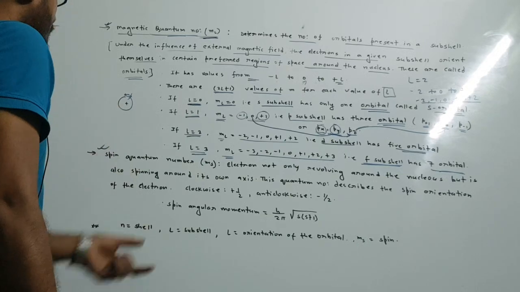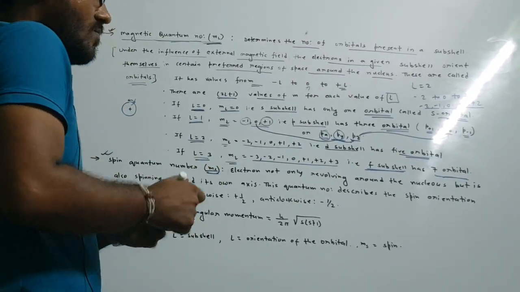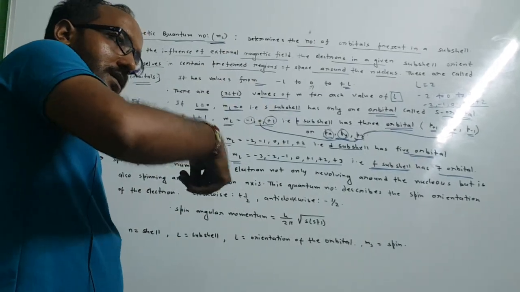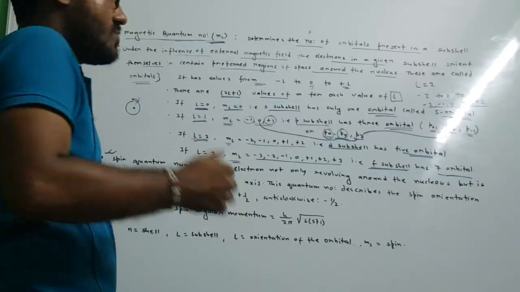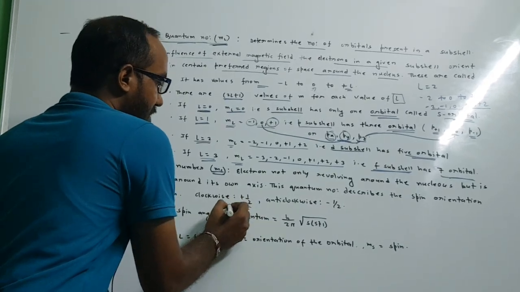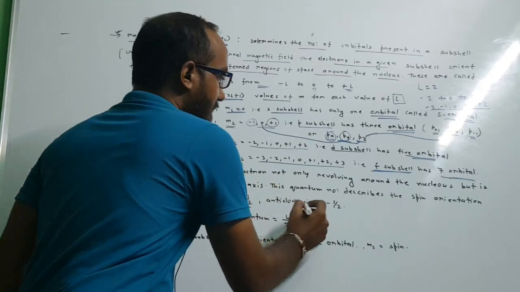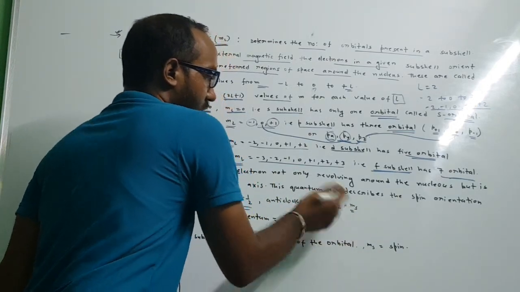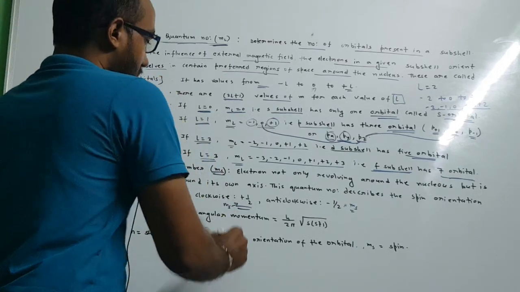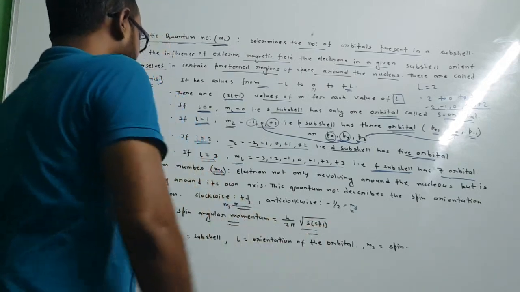Now move forward to our last quantum number, which is ms. As the electron moves, it can rotate in the clockwise direction and in the anti-clockwise direction also. For the clockwise direction, the ms value is plus half, and for the anti-clockwise direction the ms value is minus half. If you want to find the spin angular momentum, you can use this formula.